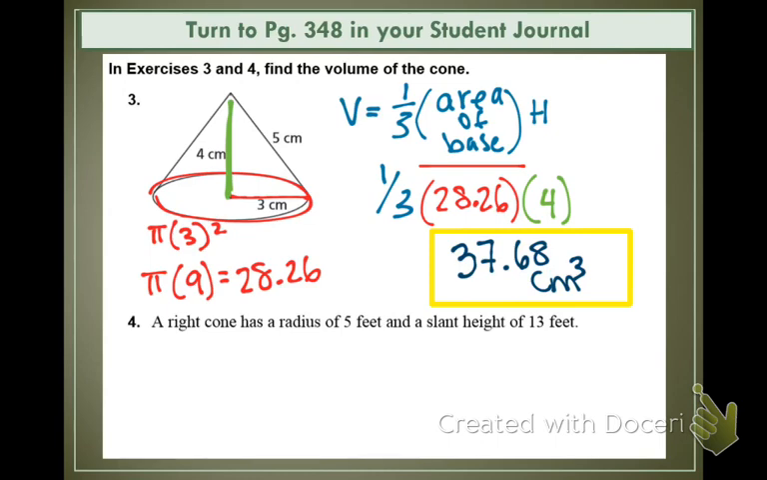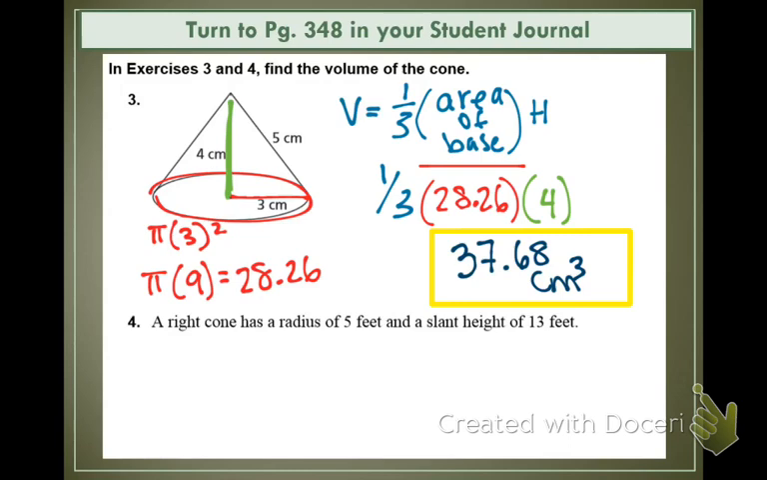Why is 4 the height and not 5? 5 is the slanted height, not what we wanted. Why did we want it? Because we only need that for surface area. Yeah.